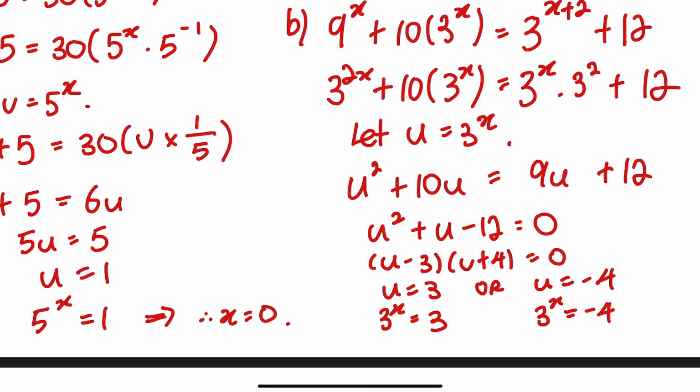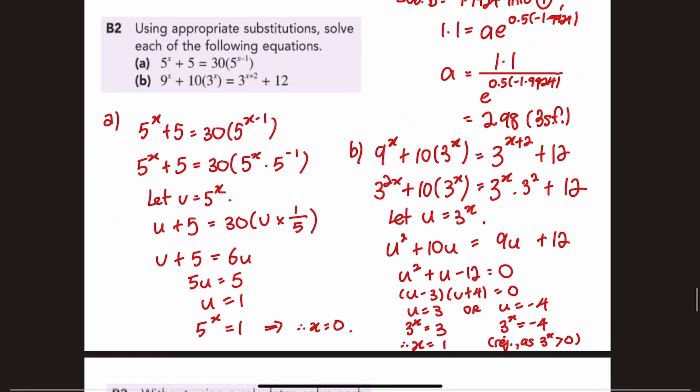Over here on the left side, 3 power x is equal to 3, therefore x is equal to 1. And on the right side here, 3 power x, this number can never be a negative number. It can never be negative 4. So therefore, rejected as 3 power x is strictly positive. Okay, and therefore your final answer to this question is x equals to 1. Okay, this is for question B2.